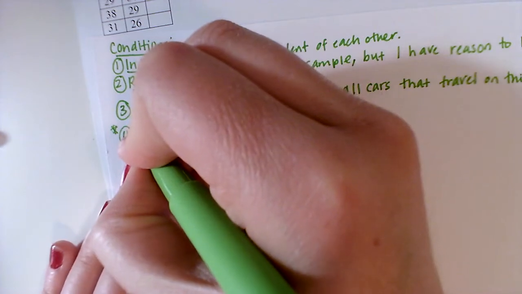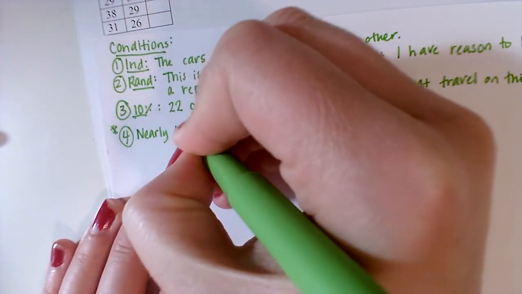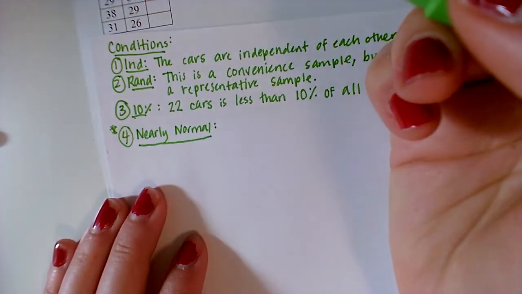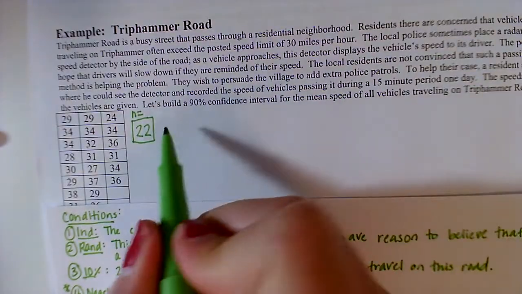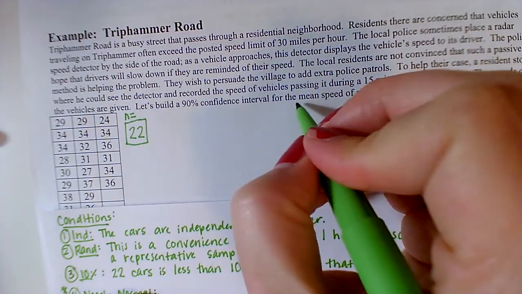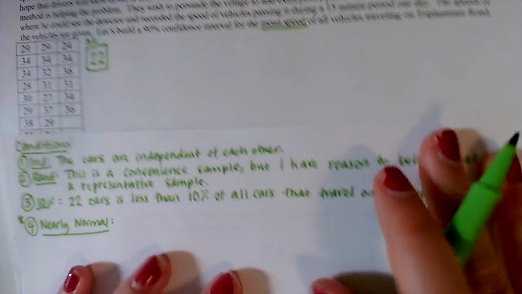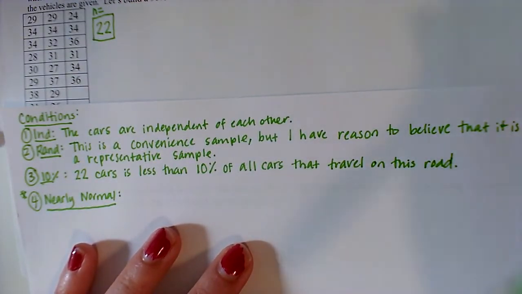So this is the nearly normal condition. Now, you only use the nearly normal condition when you're talking about means. And the reason that we're looking at means on this question is because it actually says here, let's build a 90% confidence interval for the mean speed of all the vehicles traveling on Triphammer Road. And remember, this is the cars that travel on this road, the Triphammer Road.